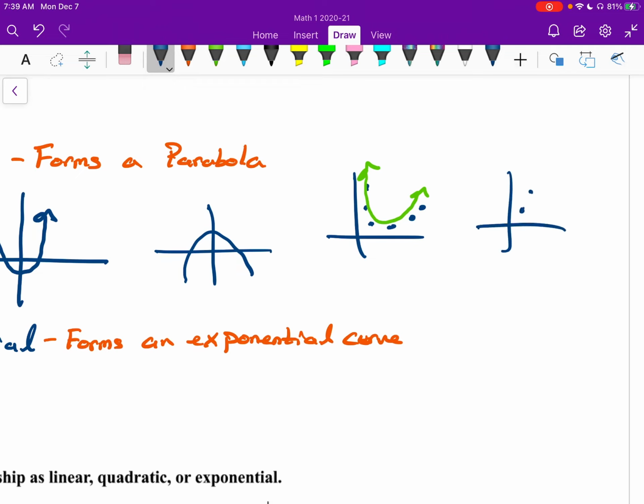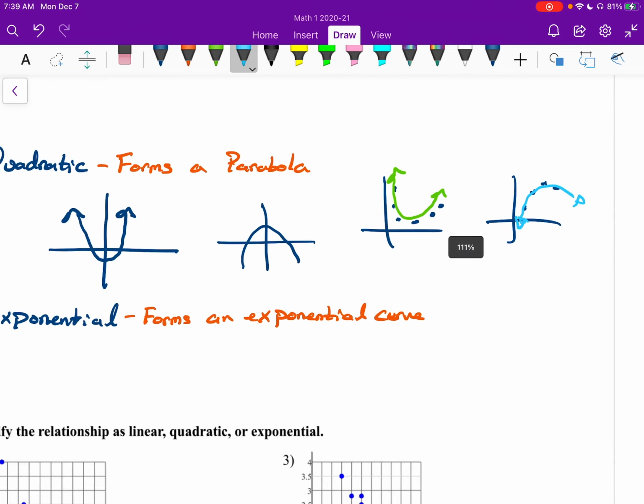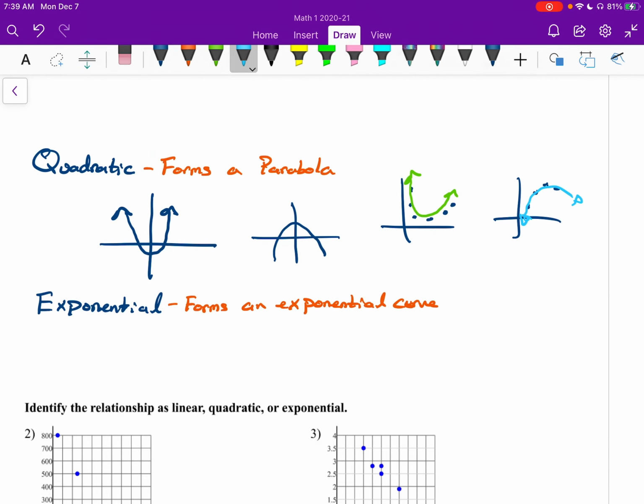And it starts to go back down. Okay. The big thing is that it curves and it changes direction, right? We could say with the quadratic, it changes direction.